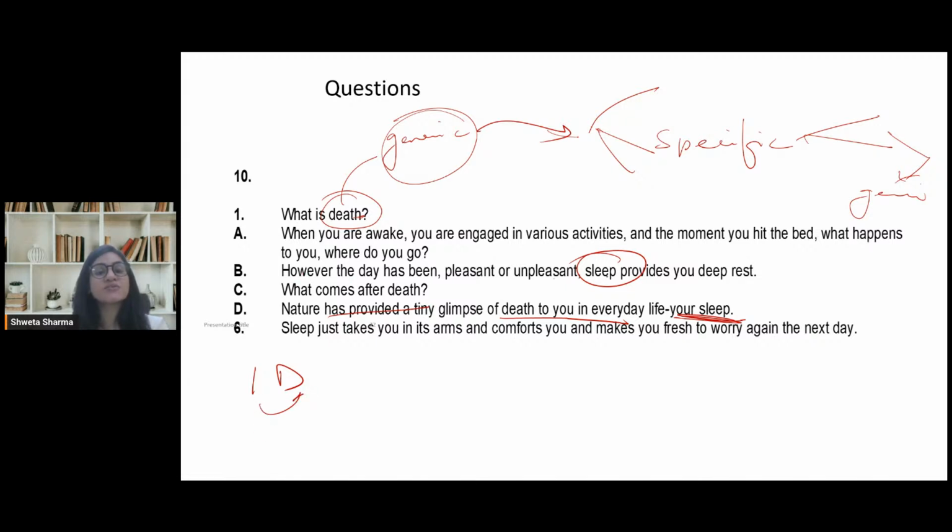However, the day has been, pleasant or unpleasant, sleep provides you deep rest. So we have 1, we have D, we have B. When you're awake, you're engaged in various activities. When you hit the bed, what happens to you? Where do you go?